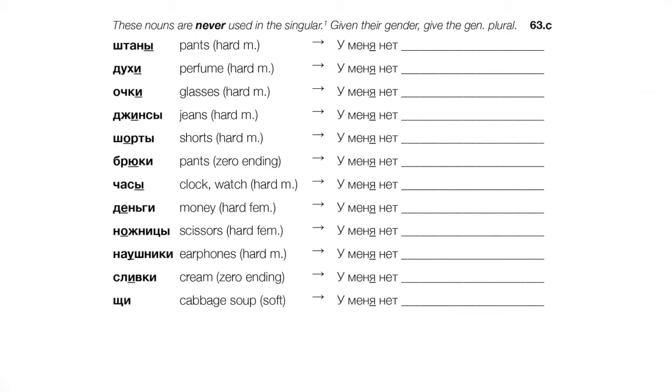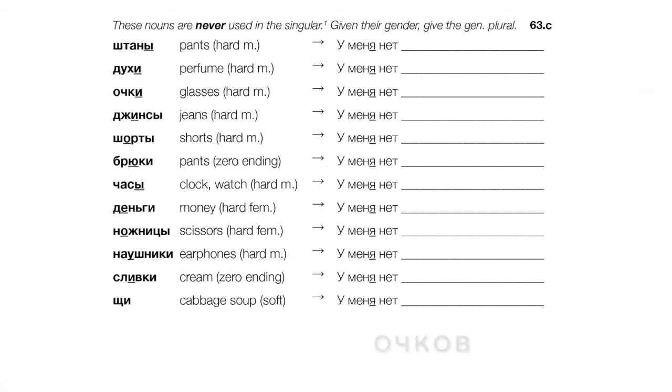Okay, so штаны. Let's say I don't have pants, and so we need genitive plural. This is basically a masculine noun, hard masculine. Sorry, in some cases I am telling you the gender, and in other cases I'm just telling you what ending is required, like with брюки. Okay, so anyway, this will be у меня нет штанов. У меня нет штанов. Okay, I don't have any духи, I don't have perfume. У меня нет духов. That's a hard masculine.